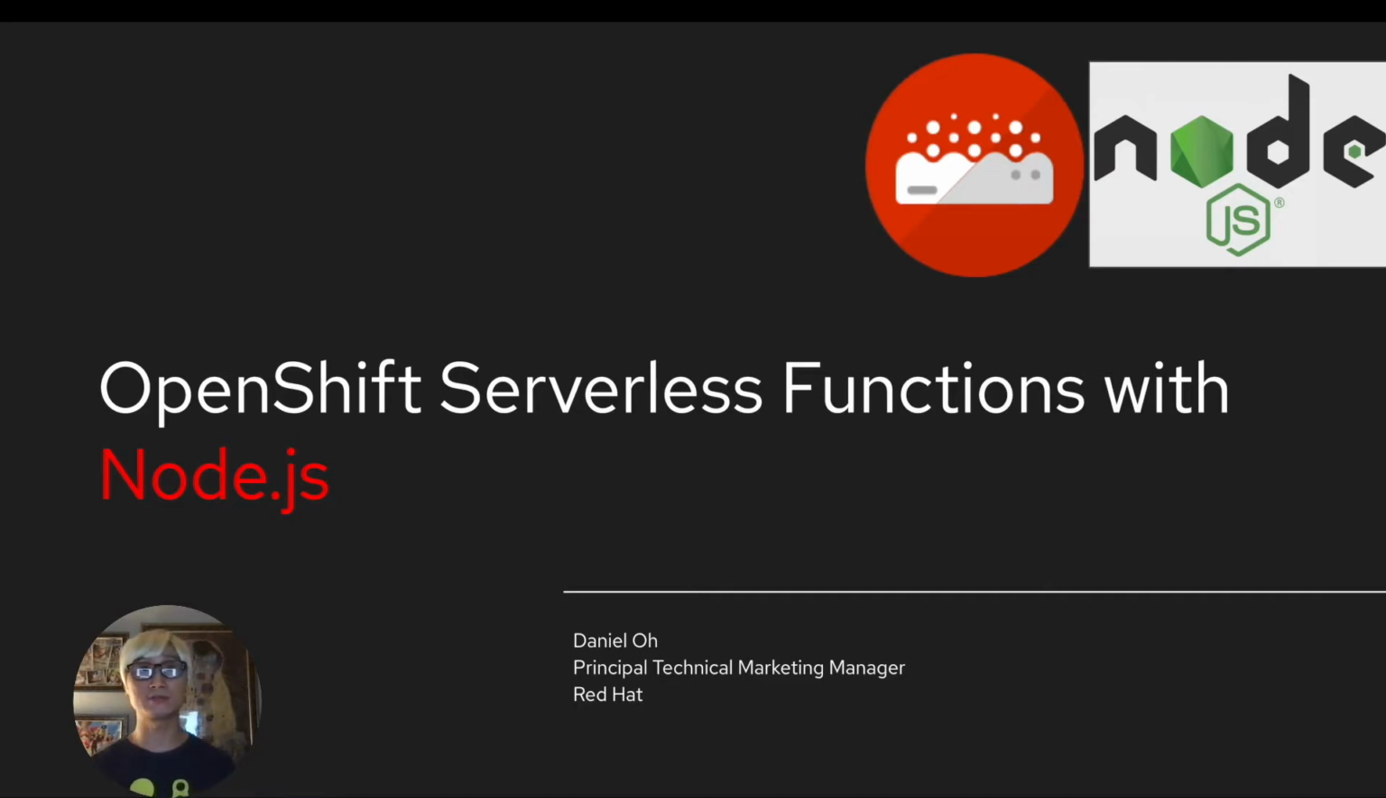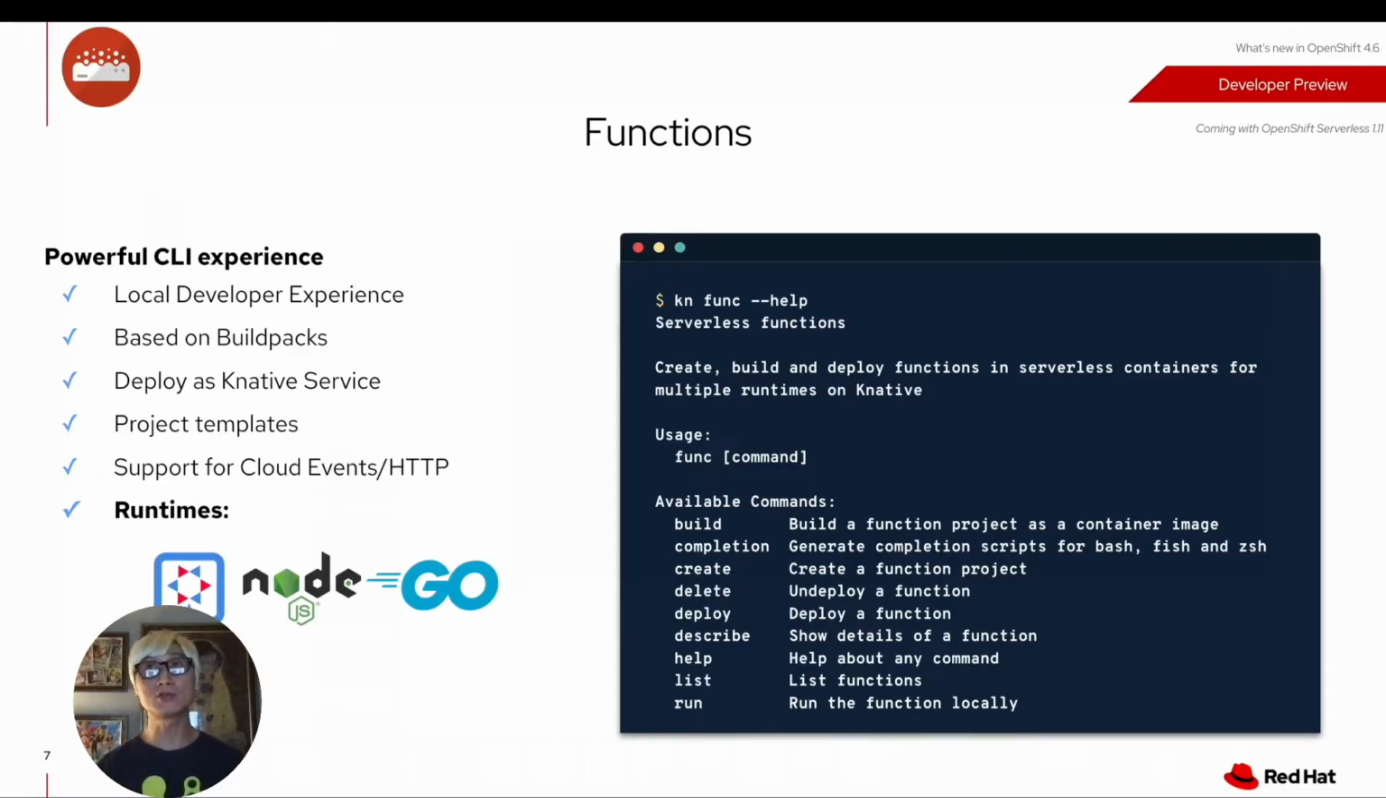Let's get started. Based on the OpenShift Serverless operator, the version 1.11, which is based on an OpenShift 4.6 cluster, you can have a powerful CLI command line experience based on local application development for your function application, and you can deploy and build that application based on buildpacks. We're going to use the Knative service command line, also known as the kn CLI.